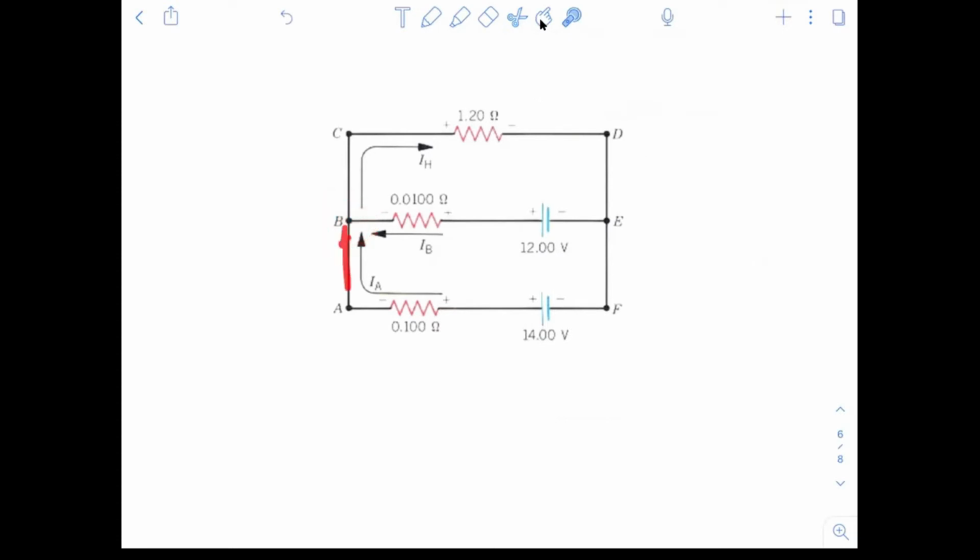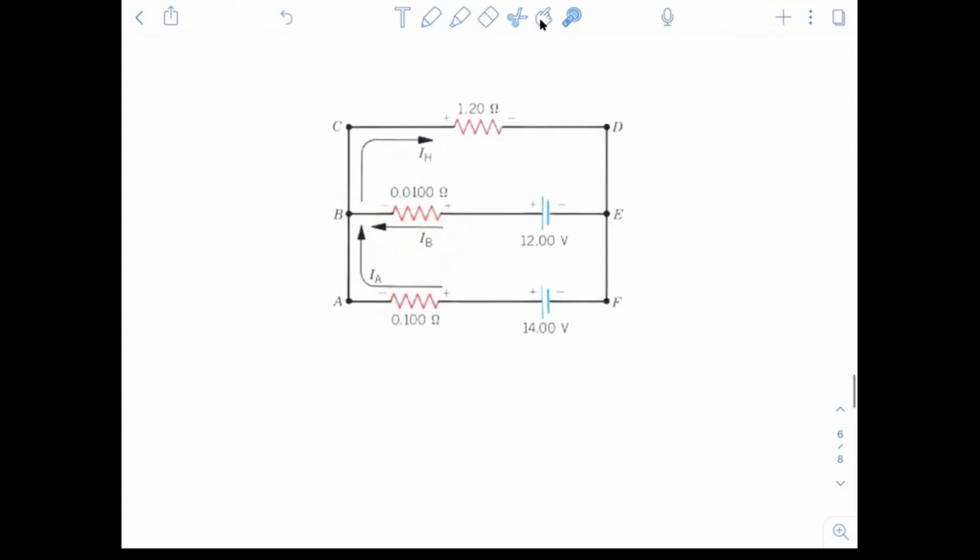There's current going in this direction, so that's your current A. There's current moving in this direction, so that's your current B. And notice that the current is leaving the junction. This is the current H. Current from the battery, current from the alternator, this is going into the junction, so this is plus. This is going into the junction from the battery. This is plus. The one that's going into the headlights is leaving the junction, so that's going to be negative.